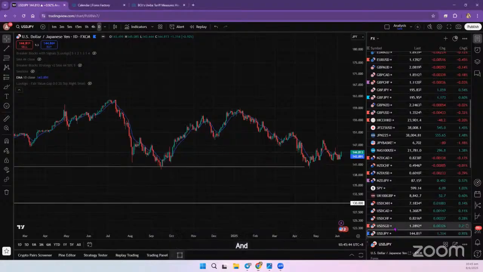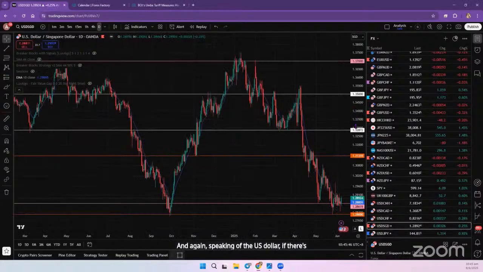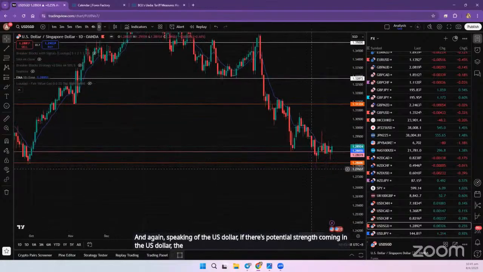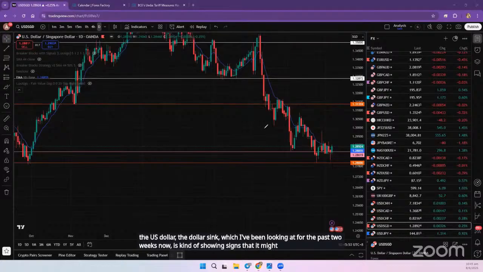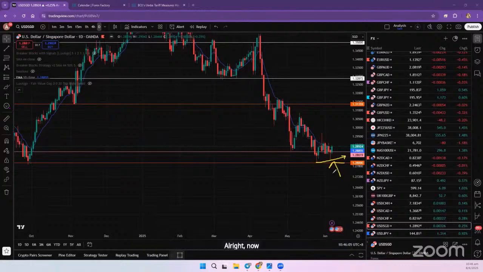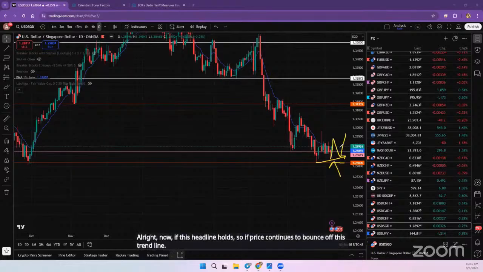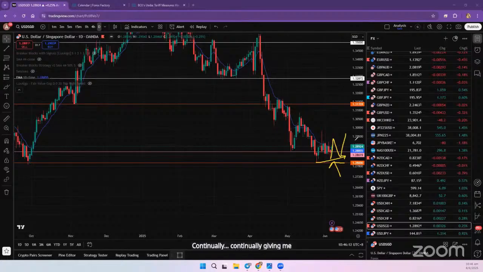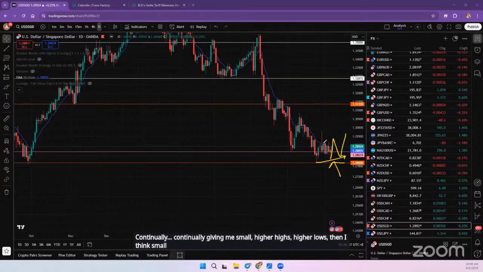And again, speaking of the US dollar, if there's potential strength coming in the US dollar, the dollar sink, which I've been looking at for the past 2 weeks now, is showing signs that it might possibly be ready to slowly cycle upwards, right? So we had that touch off the 1.28 level over here. Price headed back up, tried to come back down again, and it gave me a higher low over here on the daily time frame. Now, if this trend line holds, so if price continues to bounce off this trend line, continually giving me small higher highs, higher lows, then I think small risk buys over on the dollar sink will be possible.